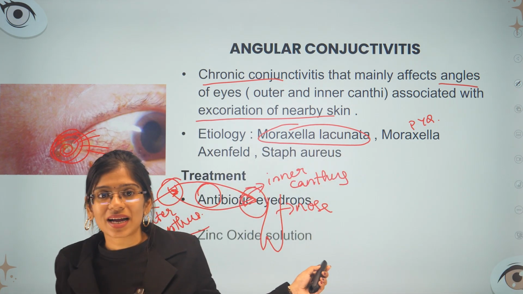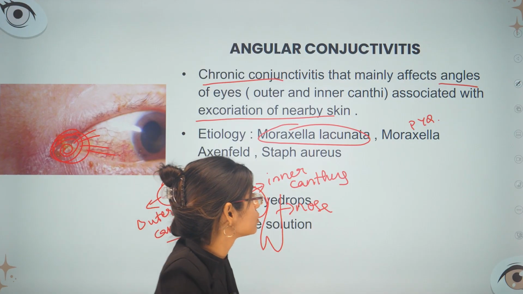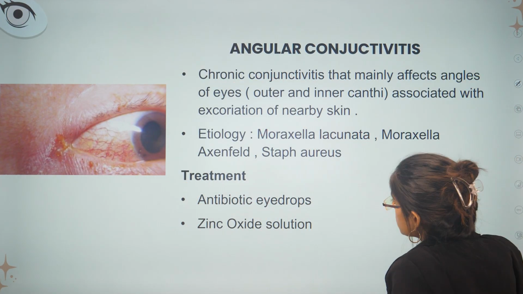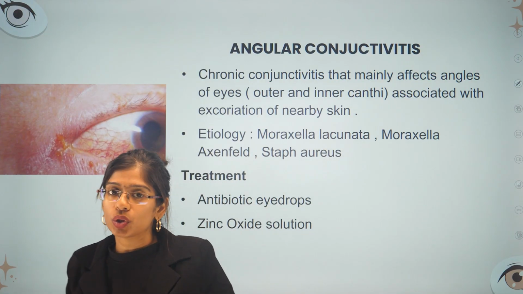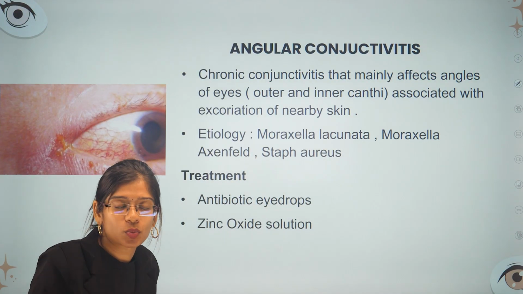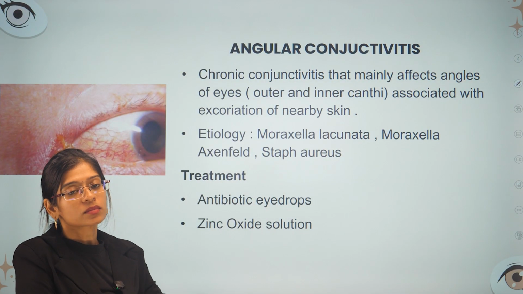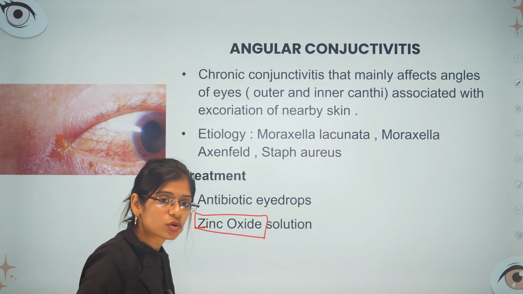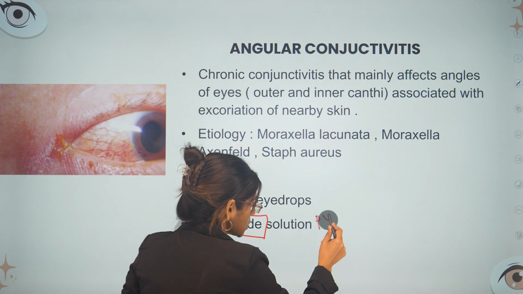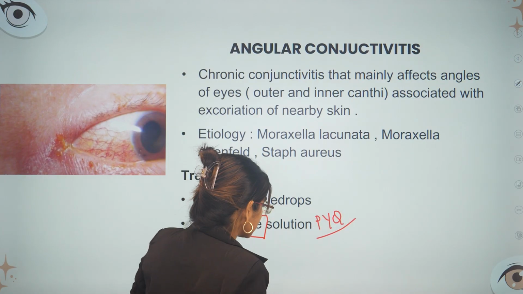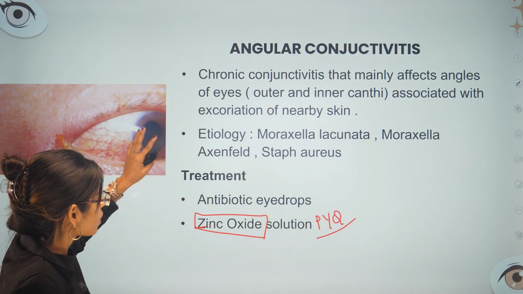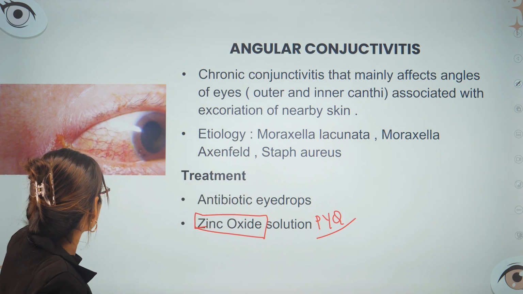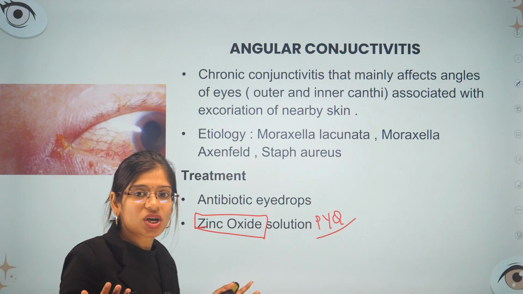Moving on. What is the treatment? You give them antibiotic eye drops and zinc oxide solution. Okay. So zinc oxide solution along with antibiotic eye drops we give. Why do we give zinc oxide here in angular conjunctivitis? Look here before that. In Moraxella lacunata, because of this organism, there is going to be discharge in the eye.